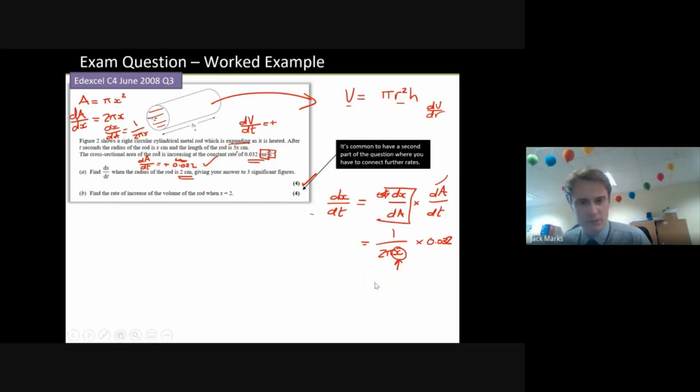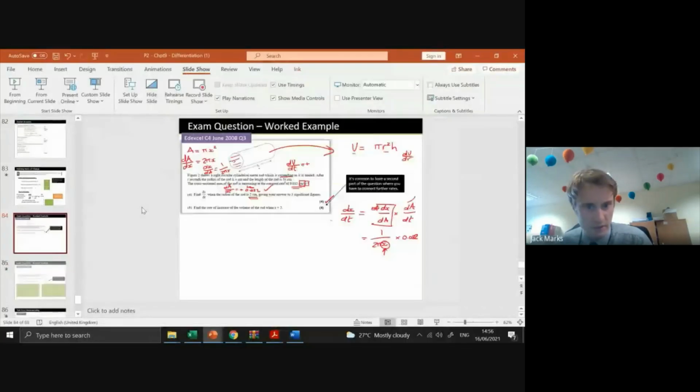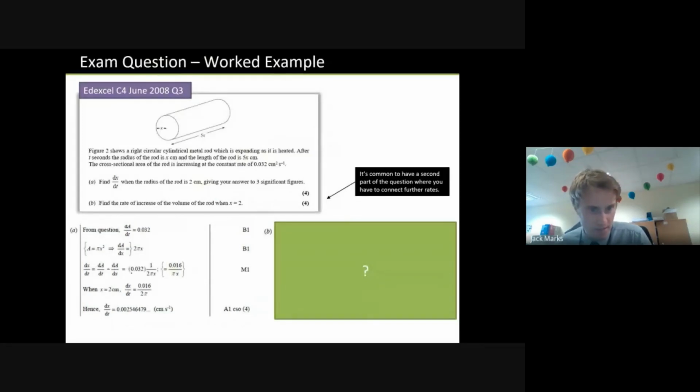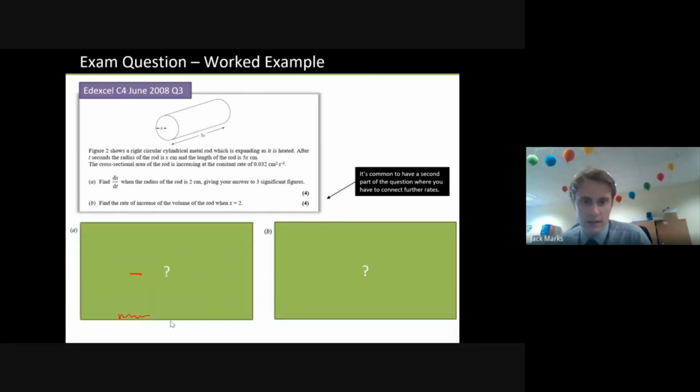So just before we go any further, why don't we have a quick look at that one? So a neat diversion. Okay, so 0.032 times 1 over this. Put the number in, we should get a very small number here, 0.00254, and so on.